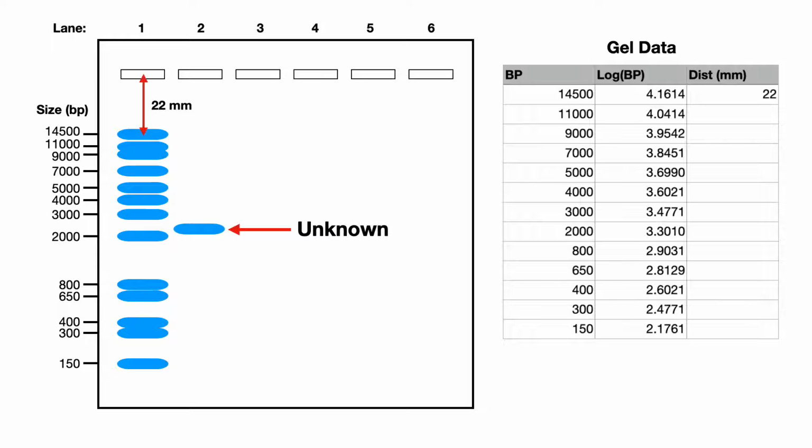The next thing you do is measure the distance that the bands have moved in lane 1. In this case, the first band has moved 22 millimeters from the center of the well, and you repeat that for all the bands including the unknown. You then use that data to plot a graph, and you can then work out the size of your unknown band. The approach we use for proteins is pretty much the same.